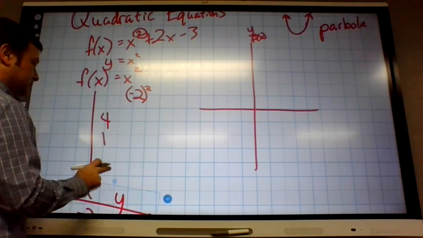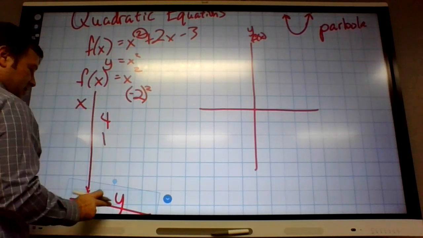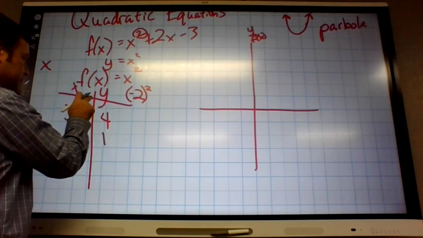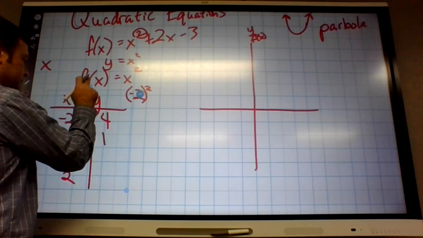Oh, it's crooked. Just rotate it. I don't know, it won't let me. You have to do rotate.